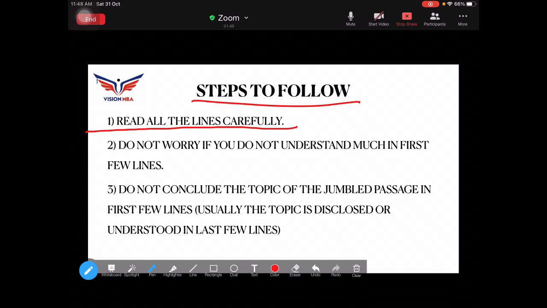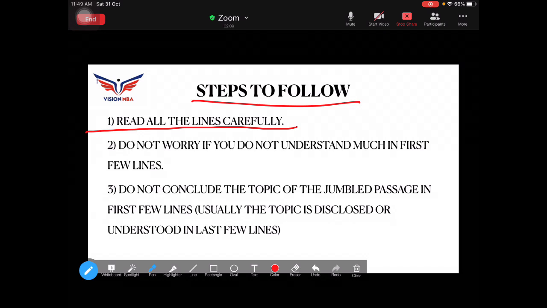Simply read all the lines carefully. Read all the lines the way they are. For example, 4 or 5 lines are given, it doesn't matter how many lines are given. Do not start aligning them after reading 2 lines, 3 lines. In fact, read all the lines carefully. Do not worry if you do not understand much in the first few lines.